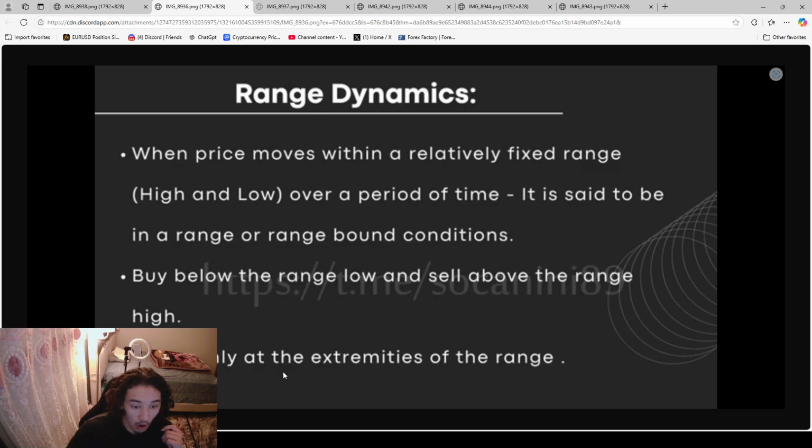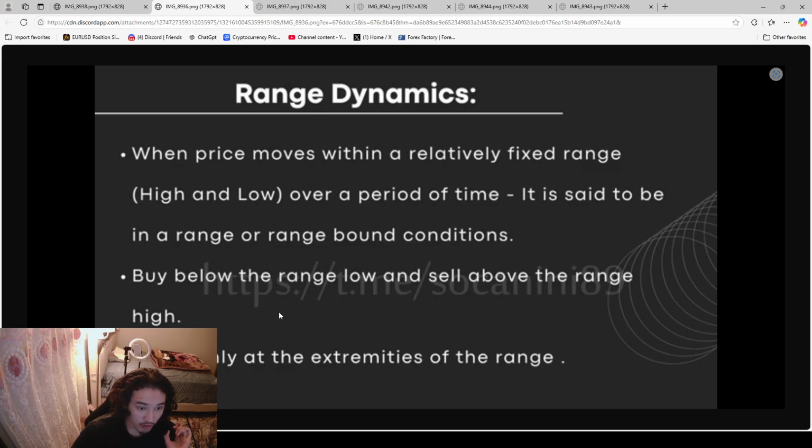Trade only at the extremes of the range. That means you only want to trade when one side of the range gets purged. The range low gets purged, then you can buy. Eventually, if you're still stuck in the range, the market is looking to go to the range high right over here, and you can buy another one to go to the upside. But you never do anything in between. You only take action once the range high or range low gets purged.